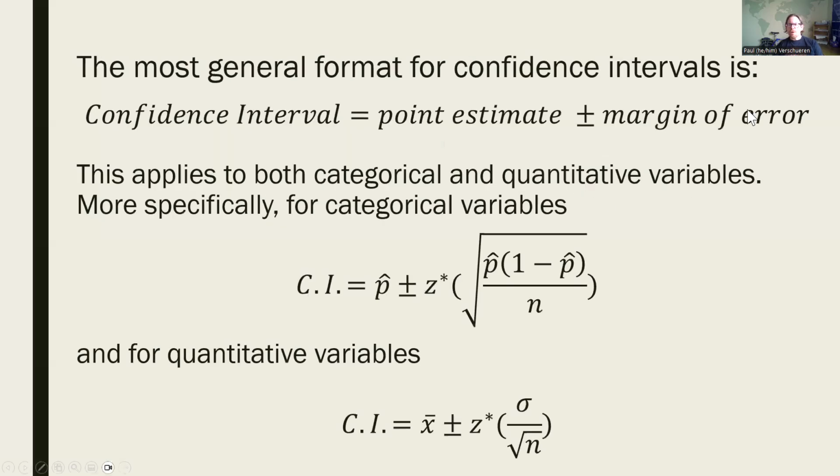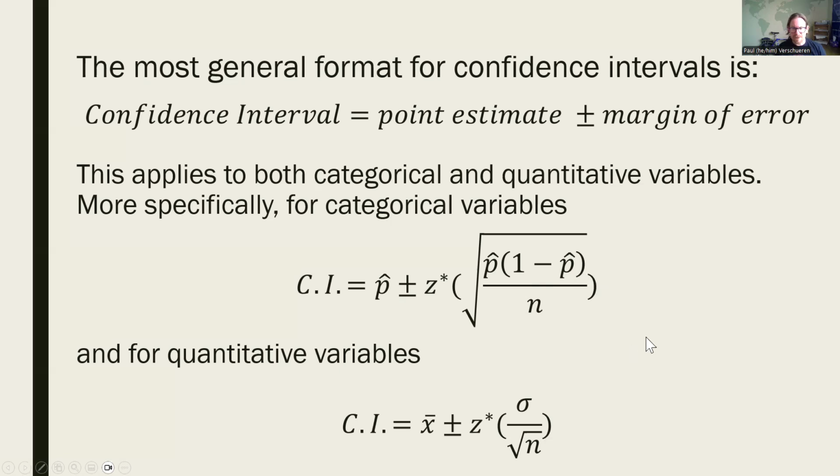The most general format for confidence intervals is confidence interval equals point estimate plus or minus margin of error. This applies to both categorical and quantitative variables. Notice the point estimate could be either a sample proportion or a sample mean, and the margin of error might be calculated differently, whether it's a categorical or quantitative variable. So what we're looking at here is confidence interval is p hat plus or minus z star times this equation for standard error when you're using proportions.